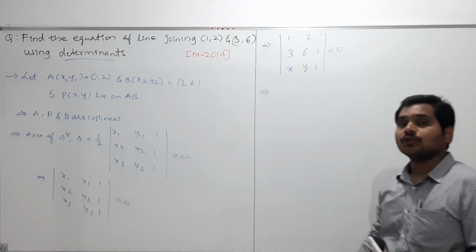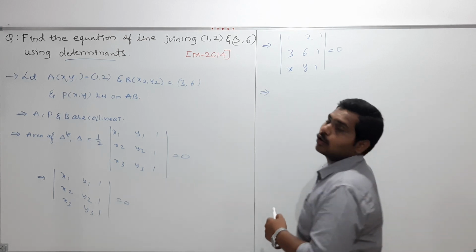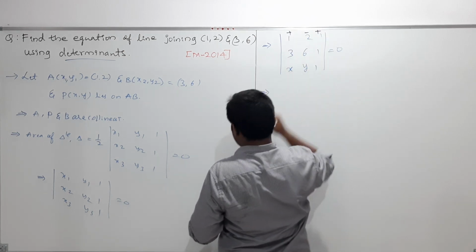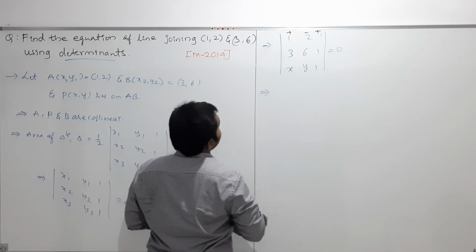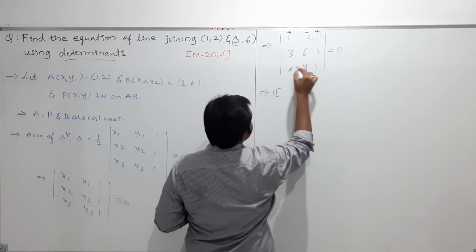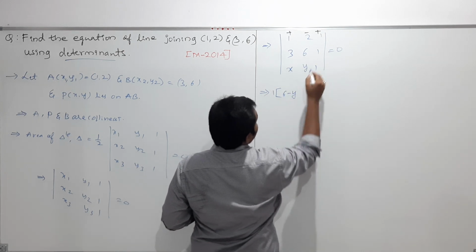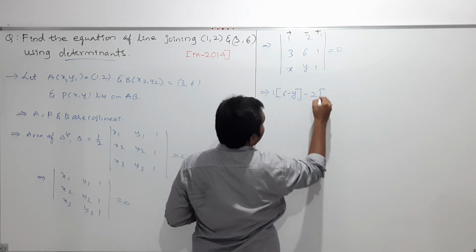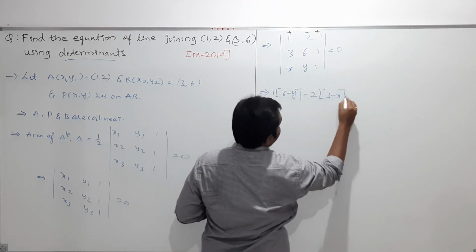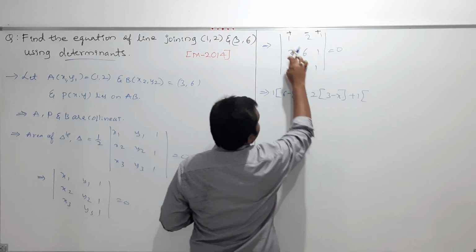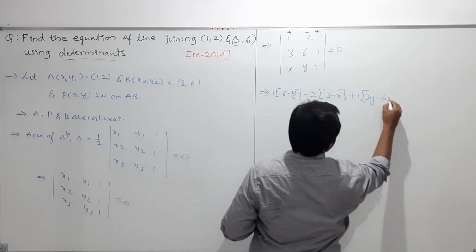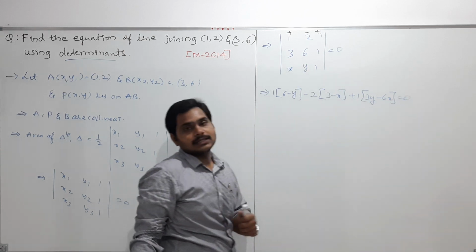Now further, we know how to find the determinant value. So first we should change the signs: plus, minus, plus. Now simplify this one, my dear students. You will get plus 1 into, leaving this row and this column, 6 into 1 minus y, and next minus 2 into, leaving this row and this column, 3 minus x, and next plus 1 into, leaving this row and this column, 3y minus 6x, equals 0.